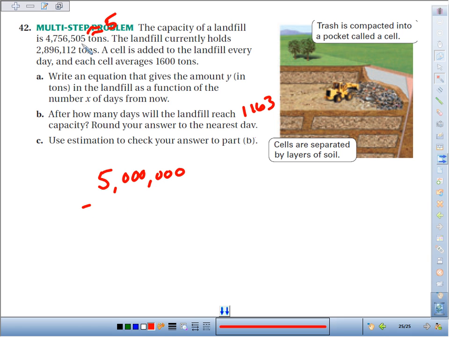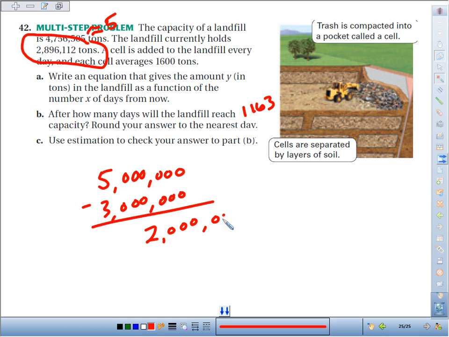And if you look at how much is already in there, 2,896,112 tons, you're looking at about 3 million tons. So a quick estimate is that the landfill can hold about 2 million more tons. Now you're looking at it holds 1,600 tons per day, and it's kind of far-fetched, but 1,600 is pretty close to 2,000. So let's just say we said 2 million and divide that by 2,000 tons per day.